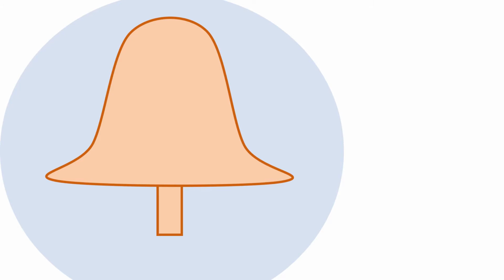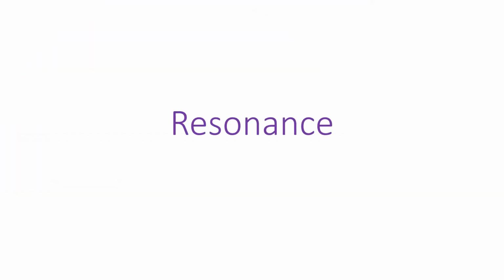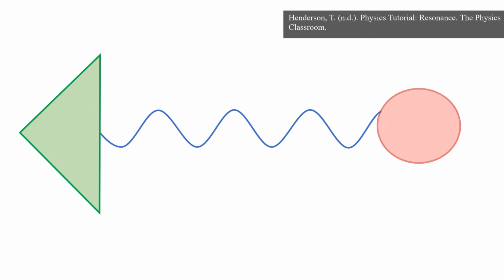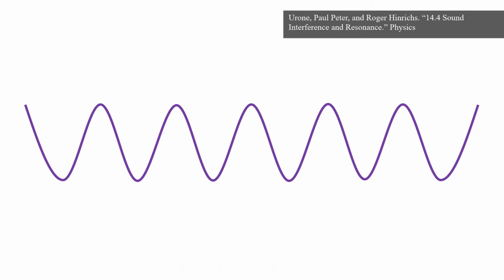In fact, this is how many musical instruments function. For example, the sound produced by a bell when it is struck is its natural frequency. Resonance occurs when an object experiences a forced vibration from an external source with the same frequency as its natural frequency. The constructive interference causes the amplitude of the object's vibrating to greatly increase, making it vibrate much more violently and with much more energy.